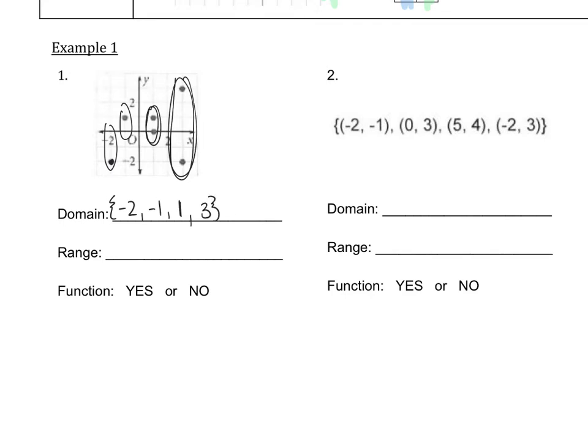So when I'm listing out my domain, I'm looking from left to right. Okay, so make sure you have that down. I'm going to erase the board, and then we're going to look at range.